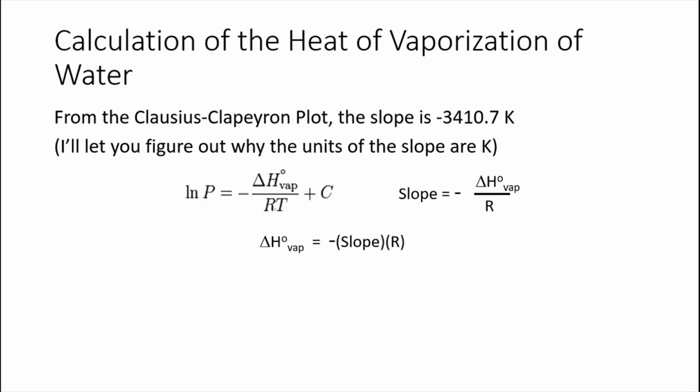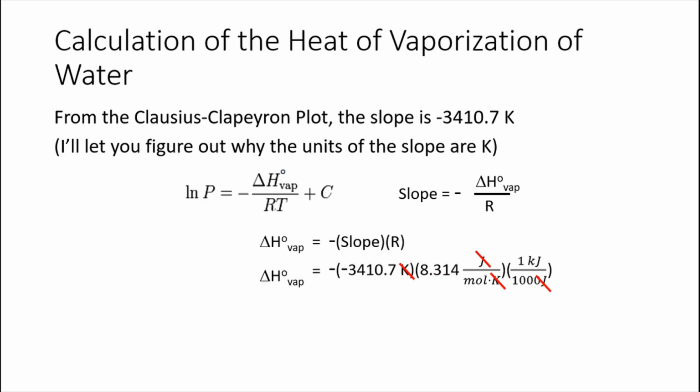And in this case, because we're looking directly at units of energy, instead of the pressure volume product, we're going to use the value of R that's in joules. So the slope is minus 3410.7 Kelvin, and R has a value of 8.314 joules per mole per Kelvin. But we typically do enthalpies in kilojoules, so we're going to add there a conversion for kilojoules. Let's make sure the Kelvin units cancel out and the joule units cancel out, leaving us in kilojoules.